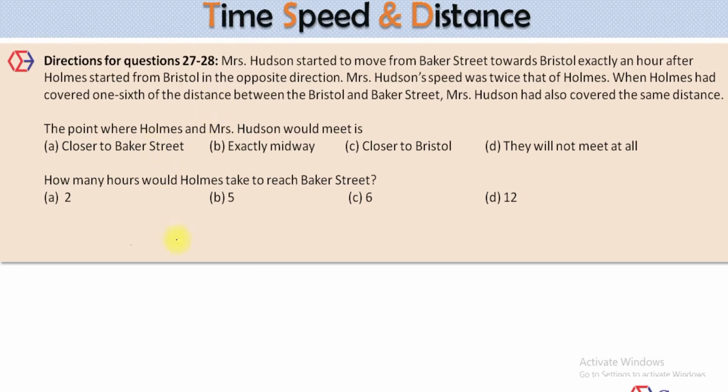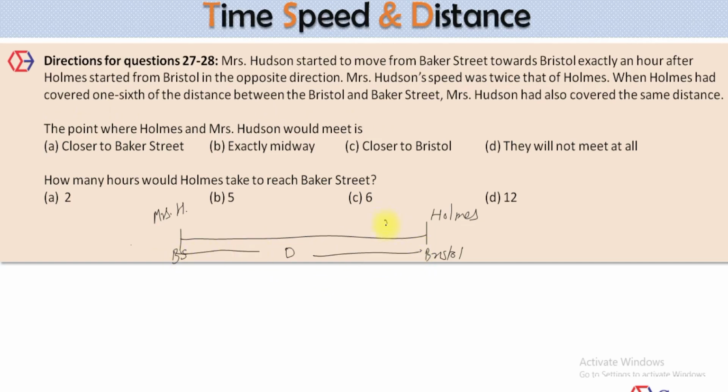Okay, let's draw it like this. Let's say this is Baker Street, this is Bristol. Who will start from this point? Holmes. And this is Mrs. Hudson. She started exactly an hour after Holmes started, and both of them have covered the same distance, and that distance is given equal to 1/6 of the total distance. So let's say this total distance is D.